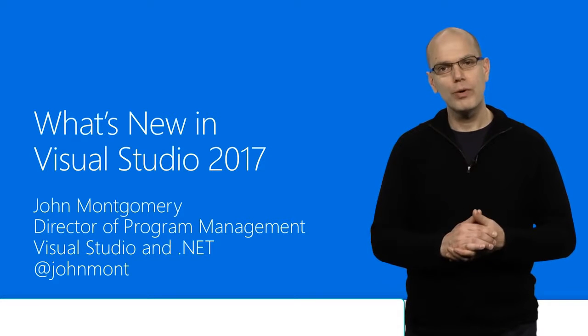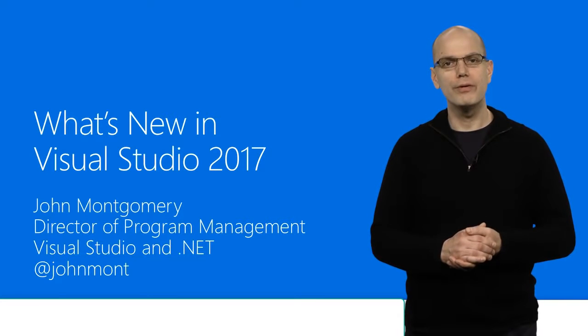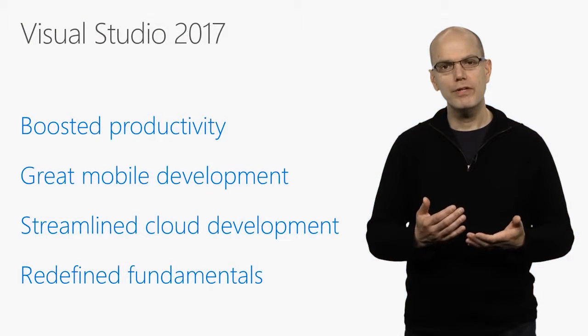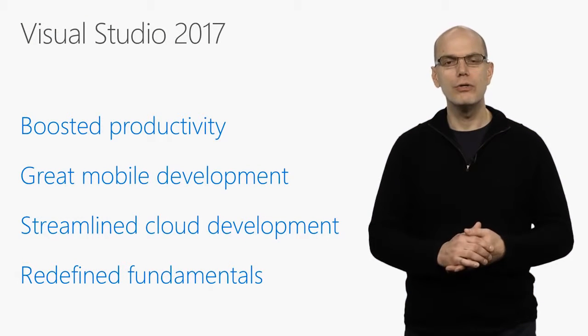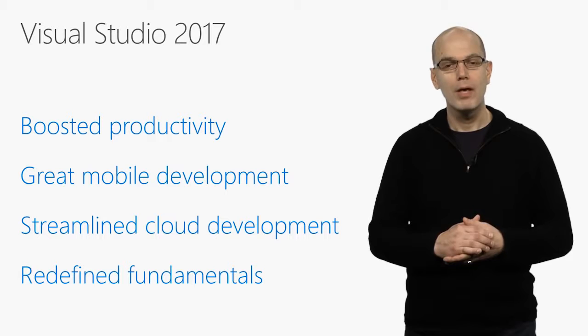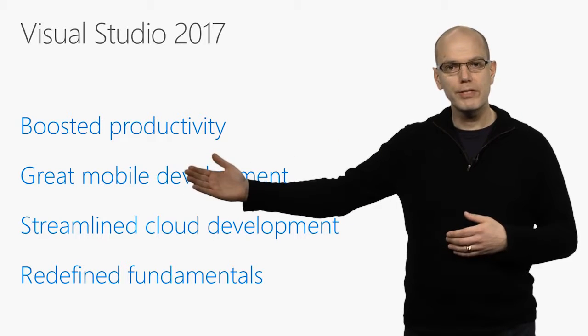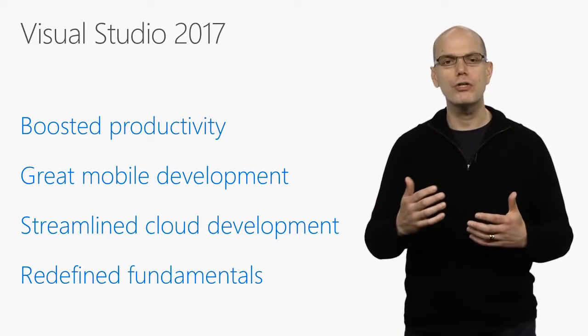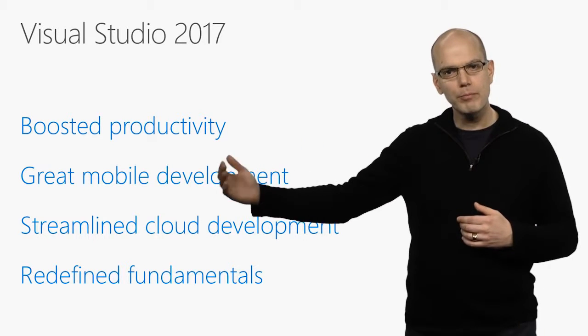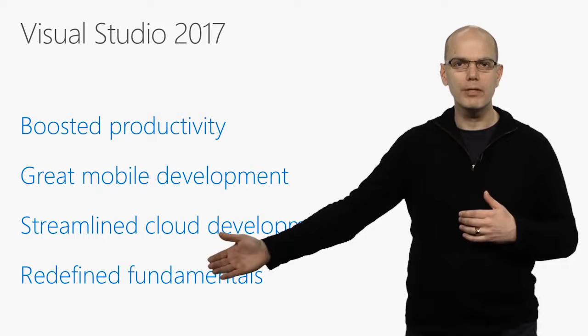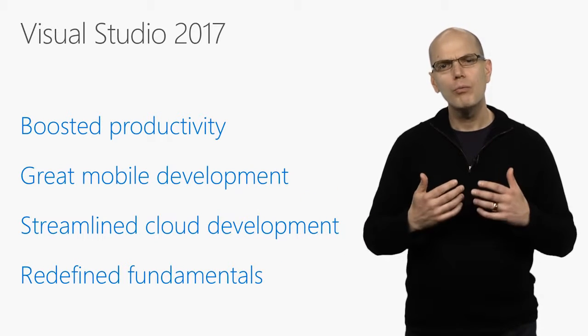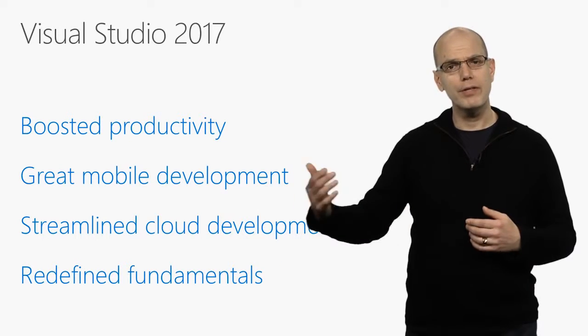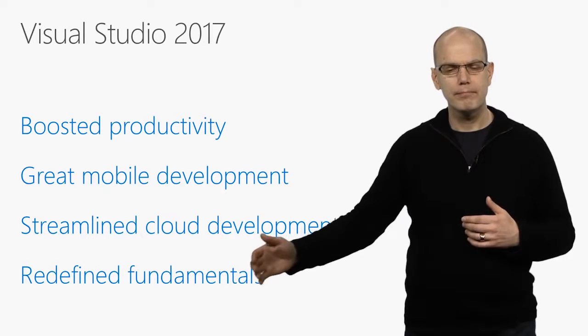I'm John Montgomery, Director of Program Management for Visual Studio and .NET. In this video, I'm going to take a quick look at some of what's new in Visual Studio 2017. I'll start by showing how Visual Studio 2017 improves productivity for every app type and for everything from code navigation to code quality. Then I'll look quickly at the improvements for mobile development and cloud development. And finally, I'll wrap up with how we've made Visual Studio faster at everything from startup to shutdown.